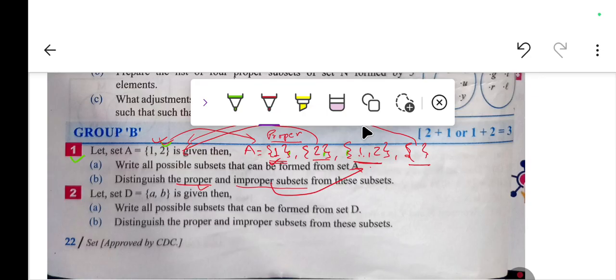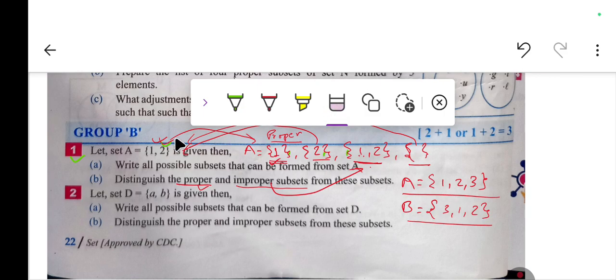Another thing that is very important to know: in all sets there is only one improper subset. Improper, in another way we can say, is an equal set. If I have A is equal to {1, 2, 3}, then what is going to be the improper subset of A? If there is any other set which has the same elements, like {3, 1, 2}, order doesn't matter, but both of them have the same elements, it means set A is an improper subset of set B.